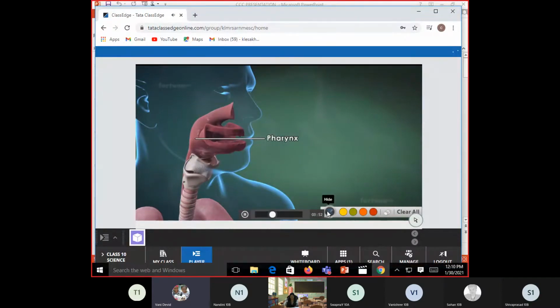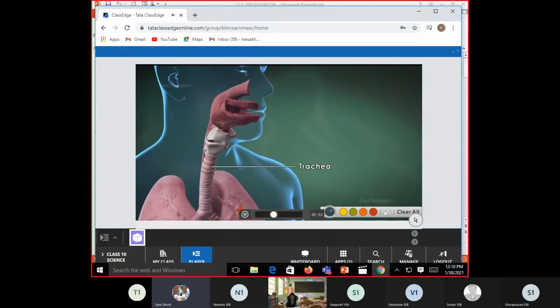The pharynx is the common pathway for both food and air. The pharynx continues into a tube known as the trachea. Connecting the pharynx to the trachea is the larynx, commonly known as the voice box.